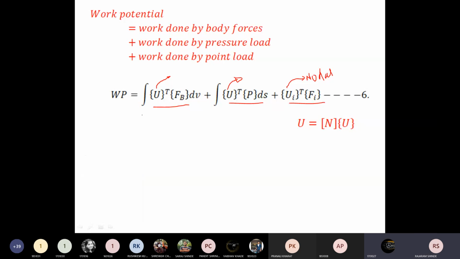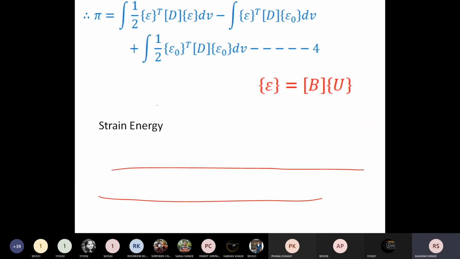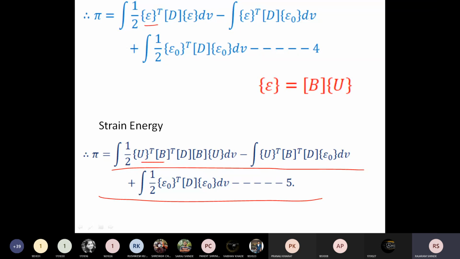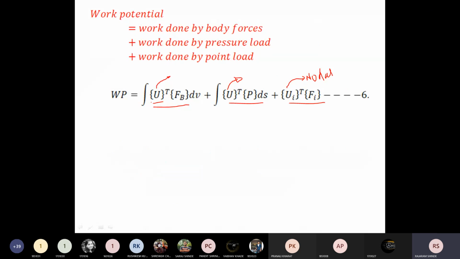Wp is equal to the integration of N transpose u transpose. Now, on the last slide I have explained how to write the product, that means when we have to calculate the transpose. Here it is the same as the last one. You see this one here, epsilon transpose I have replaced by u transpose B transpose. Here you have u transpose, you have to replace it by N into u. Now how can you do it?